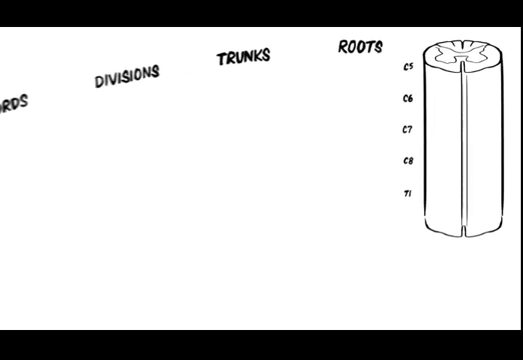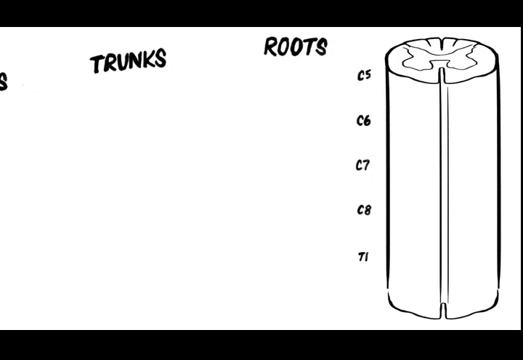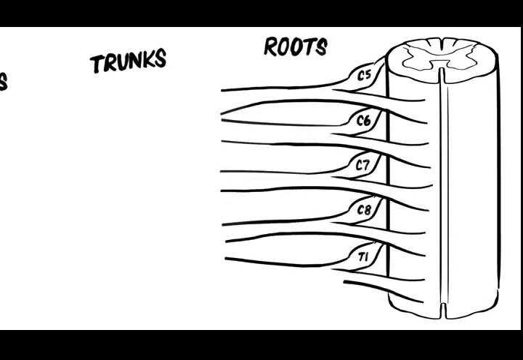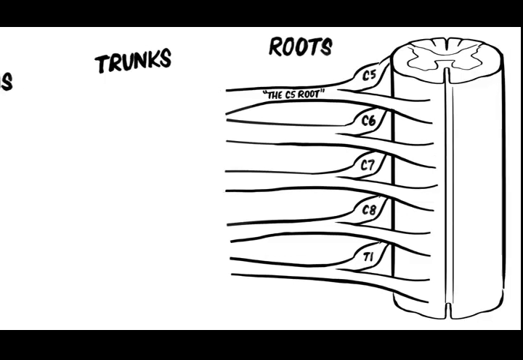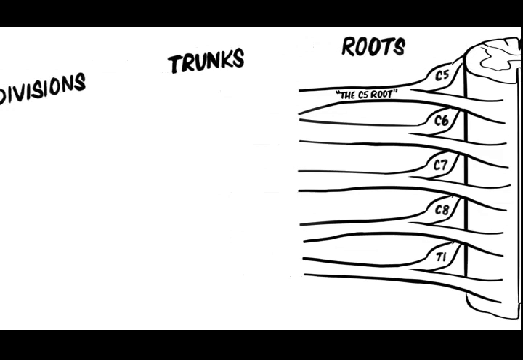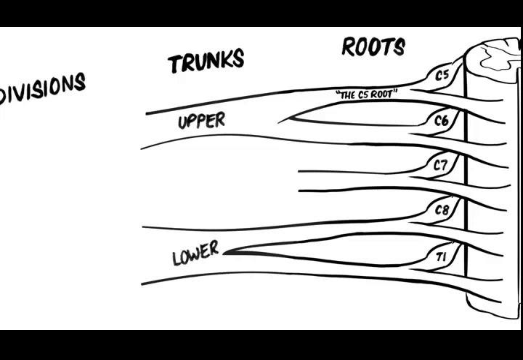Let's look at how these different parts of the brachial plexus are formed. Ventral rami from C5 to T1 form the roots. There is one root from each spinal segment, and they are named according to the spinal segment they represent. For example, the C5 root. More distally, the roots form the trunks. The C5 and C6 roots join together to form the upper or superior trunk. Likewise, the C8 and T1 roots join to form the lower or inferior trunk. Finally, the C7 root continues by itself to become the middle trunk.